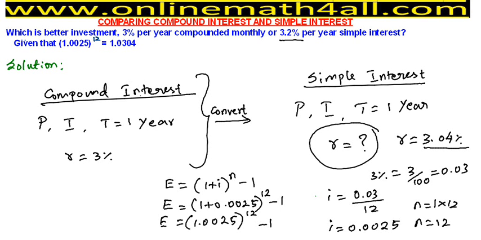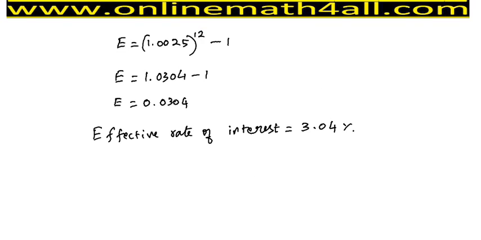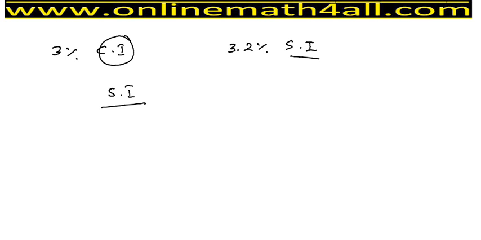And in simple words we can say, one second, I'll just show you on the next page. So please give me a moment. So here, 3 percent compound interest, 3.2 percent simple interest. So far I have explained this. This compound interest has to be converted into simple interest. Then this one is simple, this one is simple. We just have to compare the interest rate.